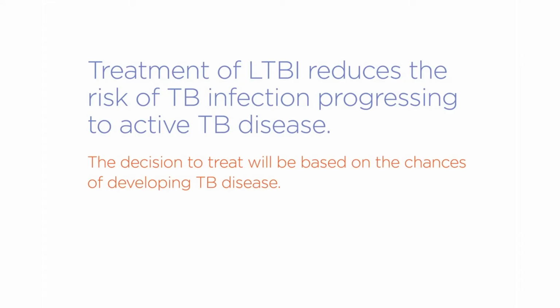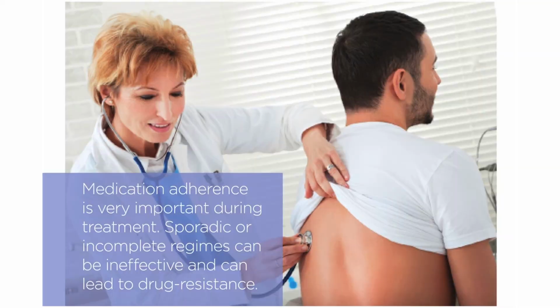If your child has latent TB infection but not TB disease, your healthcare provider will likely treat your child to prevent him or her from developing TB disease. Treatment of LTBI reduces the risk that TB infection will progress to TB disease. Treatment is essential to controlling and eliminating TB in the United States. The decision about taking treatment for latent TB infection will be based on your chances of developing TB disease. While treatment of LTBI has proven effective at preventing development of active TB, the regimen may be long, between 4 and 9 months. Adverse side effects of TB treatment are rare in children. Medication adherence is very important during treatment. Sporadic or incomplete regimens can be ineffective and can lead to drug resistance.